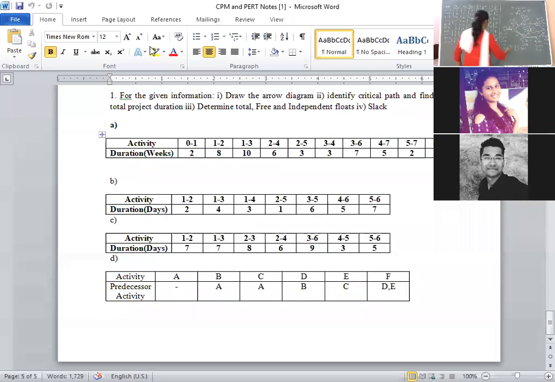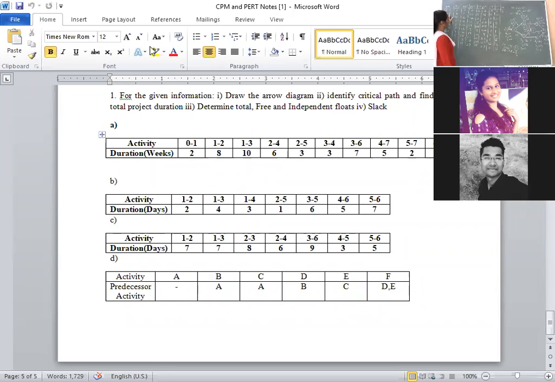Yes, ma'am. Right now, we will compute independent float. The formula to compute independent float is equal to free float minus SI. That means tail slack, SI is tail slack. Right now, independent float for the activity 0 to 1, tail slack is what here? 0. That means at node 0, what is the slack value? 0. That means free float minus slack, that is 0 minus 0, it's a 0. Next, vice versa. Earlier we have taken head slack, right now we have to take tail slack, that is the difference. That is represented by SI.